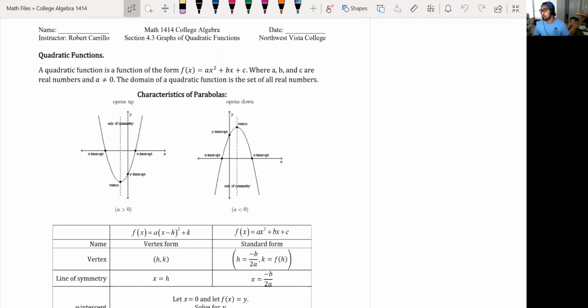A quadratic function is a function of the form f of x equals ax squared plus bx plus c, where a, b, and c are real numbers and the leading coefficient a cannot be 0. The domain of a quadratic function is the set of all real numbers. All right, so here are some parabolas, which is the graph of a quadratic function, and some of their characteristics.